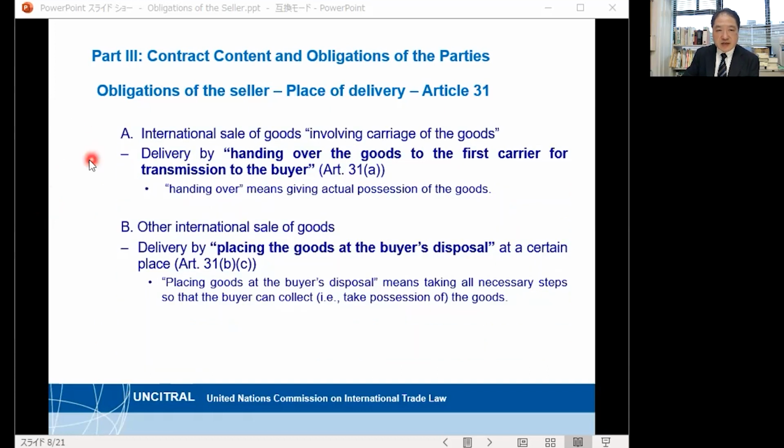Let me turn to the next slide. International sale of goods involving carriage of goods, and those that do not. So here, the first group is A, the second group is B. In international sale of goods involving carriage of the goods, delivery is done by the seller handing over the goods to the first carrier for transmission to the buyer. That is Article 31A. And here, handing over means giving actual possession of the goods.